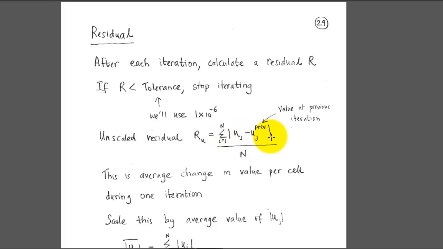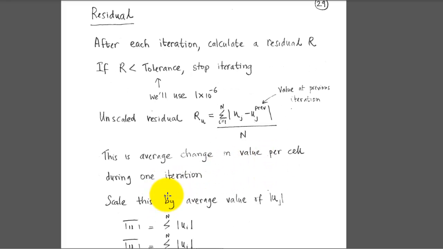And we take the absolute value of that. And we add this over all the cells and we divide it by the number of cells. So this gives us the average change in value per cell during one iteration. It makes more sense to use a relative change rather than the absolute change.